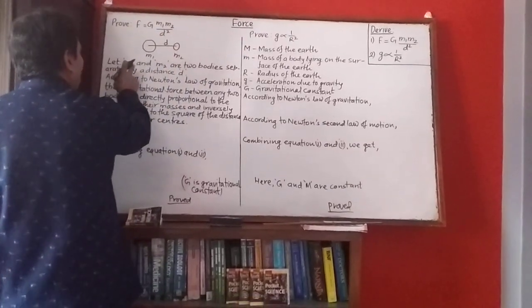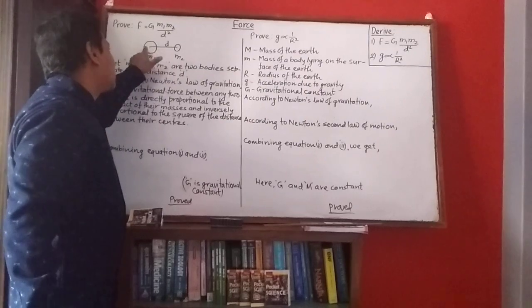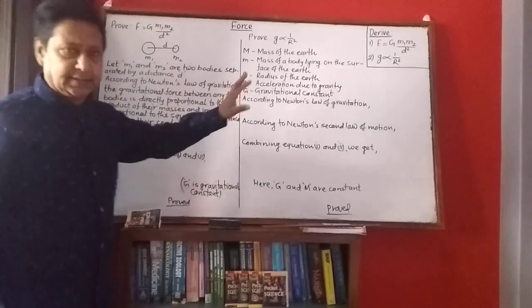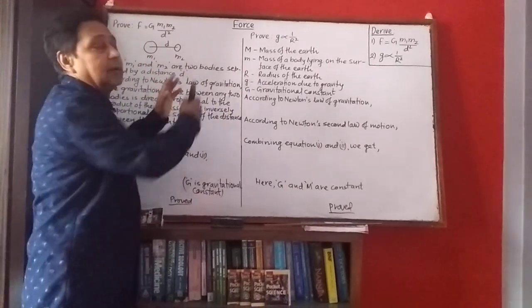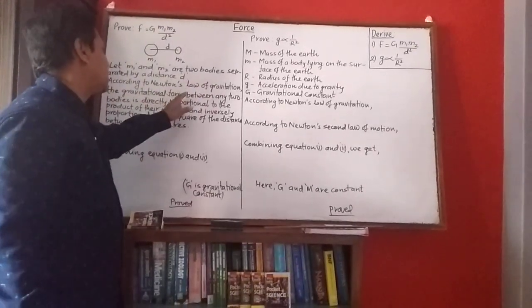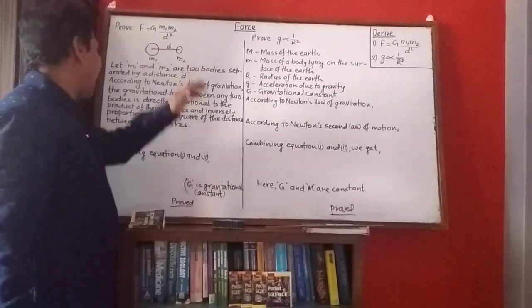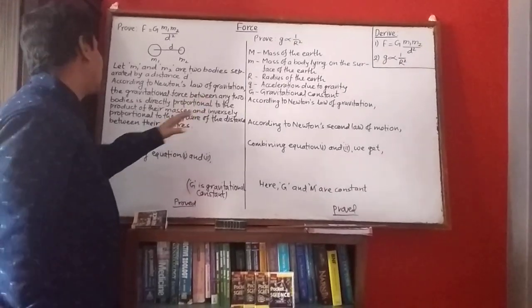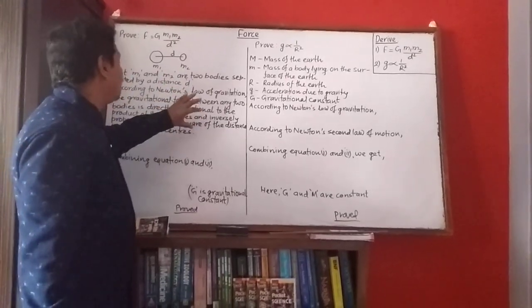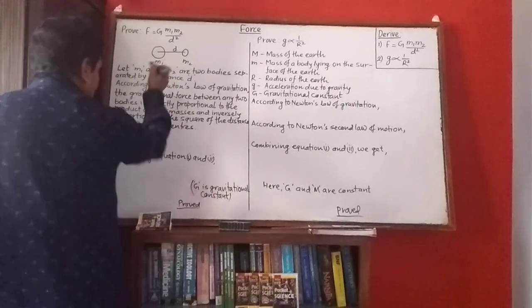Let m1 and m2 be two bodies separated by a distance d. Then how much gravitational force is produced between them? We are going to prove that. For this, first we have to mention Newton's law of gravitation. According to Newton's law of gravitation, the gravitational force between any two bodies is directly proportional to the product of their masses and inversely proportional to the square of the distance between their centers. What is the meaning of this? We are going to find out the meaning of this law by comparing with this situation.